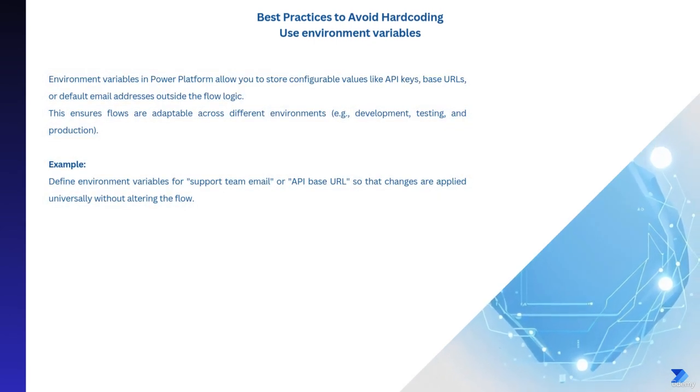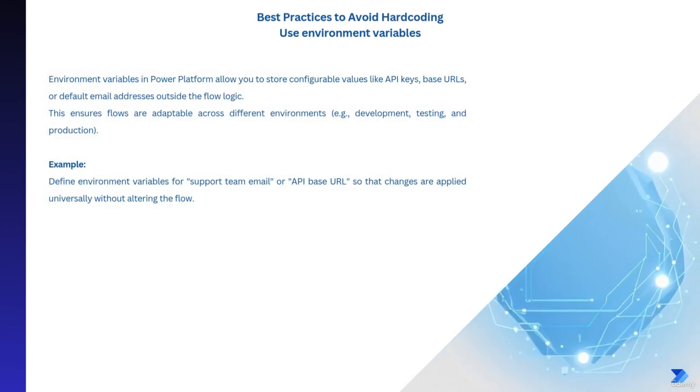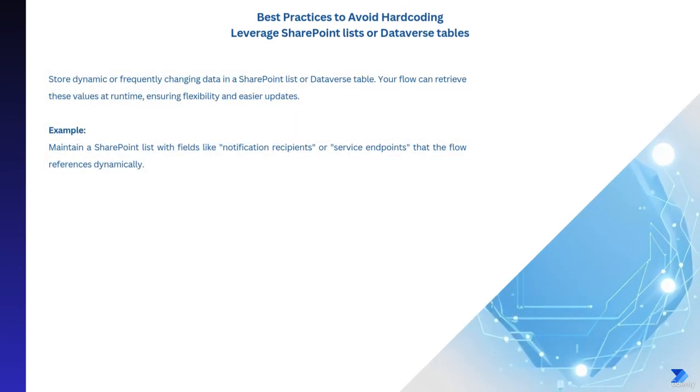Use environment variables. Environment variables in Power Platform allow you to store configurable values like API keys, base URLs, or default email addresses outside the flow logic. This ensures flows are adaptable across different environments, e.g., development, testing, and production. Example: define environment variables for support team email or API base URL so that changes are applied universally without altering the flow.